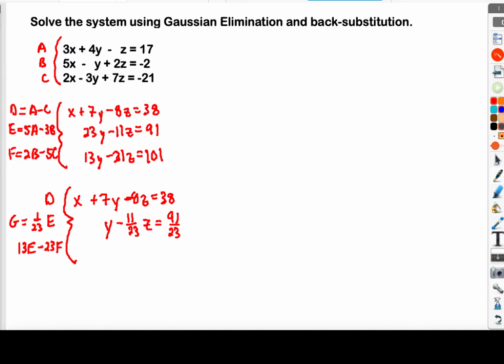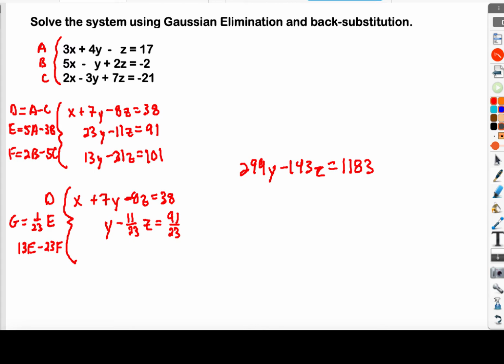13 times 23, again, was 299. So we're going to need 299y. 13 times negative 11 is going to be 143, so minus 143z. That's 13 times that negative 11 from inside of equation E. And then in the end, 91 times 13 is going to be 1183. Now, I know those numbers got large, but just kind of keep following it. Don't let the numbers bog you down.